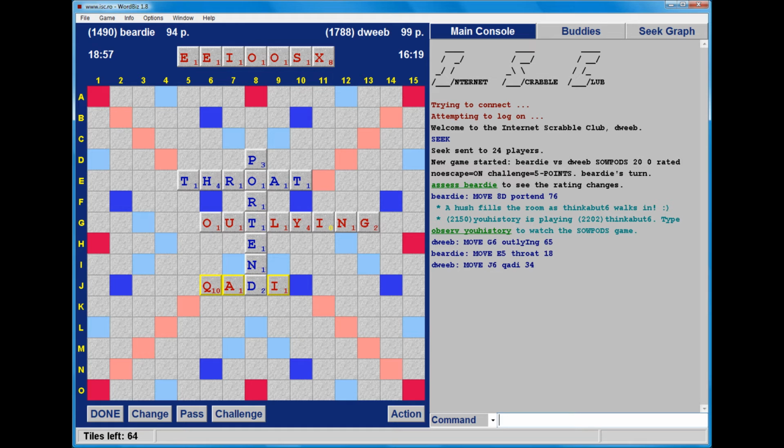And the preponderance of vowels is actually quite good when you have the X, because it provides flexibility in terms of playing it. Oxo is good. I could play that underneath the G of outlying to reach the triple word square at H15. Xes is also good. So I could pluralise throat to make throats. I'm wondering about oxies, O-X-I-E-S. I'm not 100% sure of that.